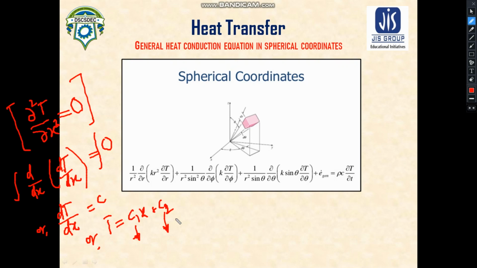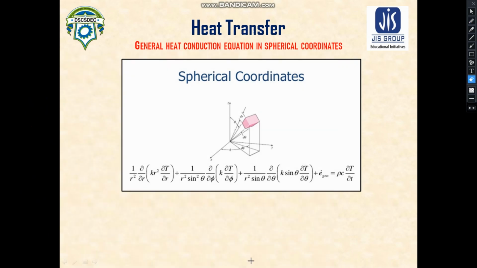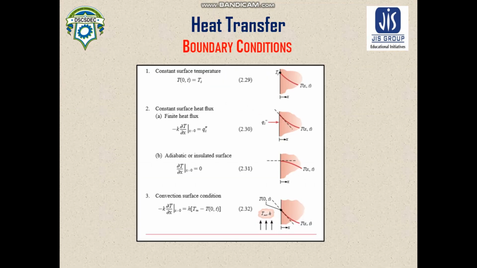Until and unless we apply some boundary conditions to this problem, we cannot achieve a specific solution. So let us discuss what the boundary conditions are and what we mean by them, and we'll see afterwards how different these boundary conditions can be and how they are written in heat transfer problems. So let us move on to the concept of boundary conditions.